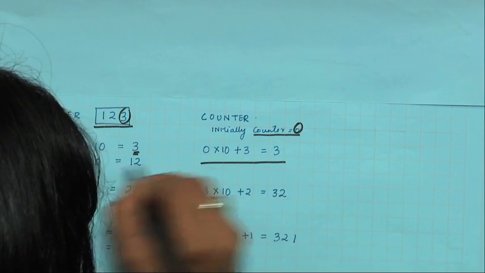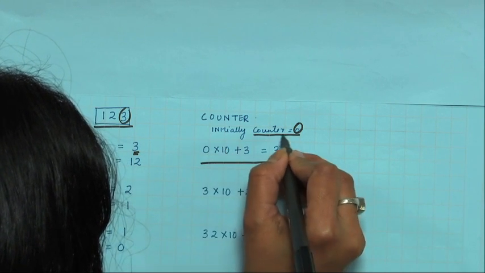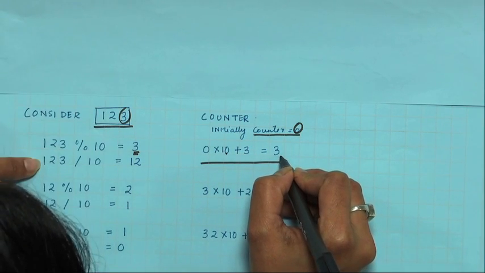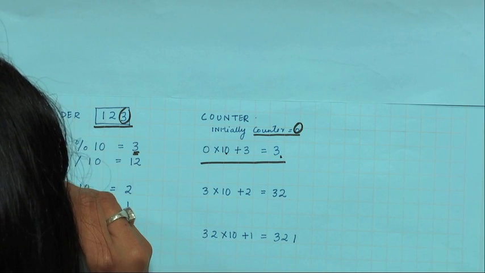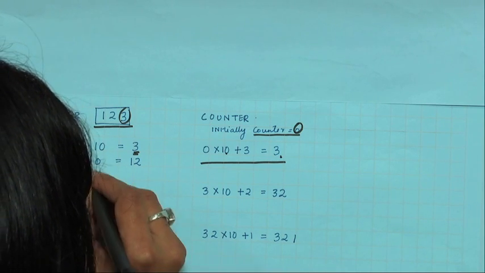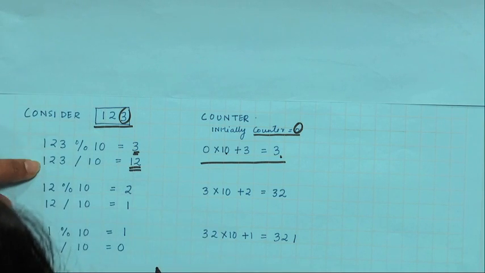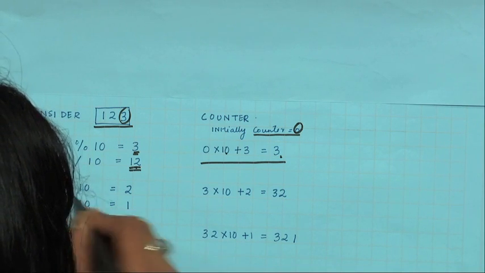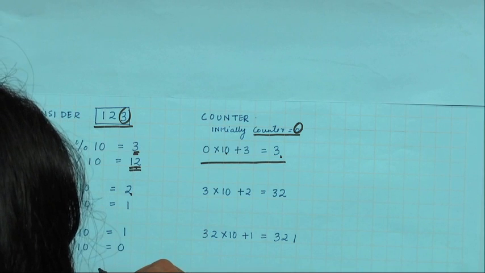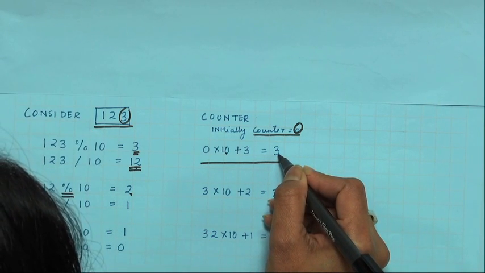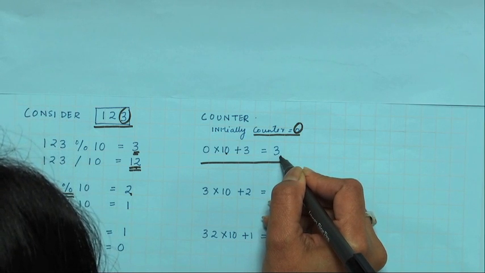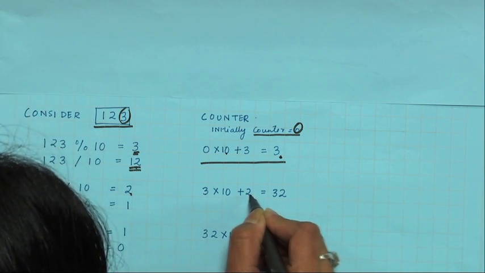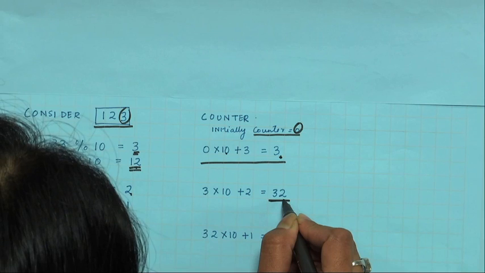So, this is the 0th one. Initially the counter was 0, it was multiplied with 10 and added with 3. Now, my counter is 3. And again we need to get the quotient. So, 123 divided by 10, we get 12 as the quotient. Now we take this 12 again. Again we take the remainder, we get 2. The previous counter value was 3. We multiply 3 with 10 and we add it with 2. We get 32. Now my counter has changed to 32.